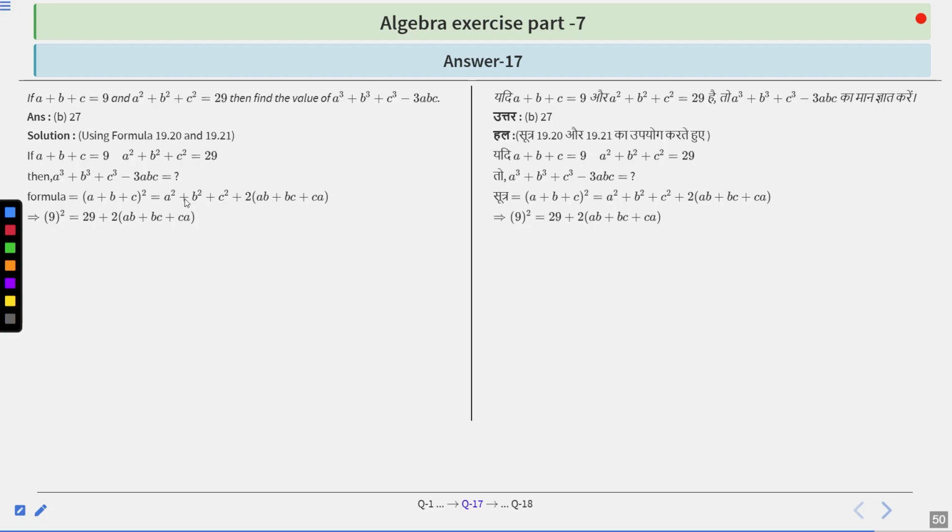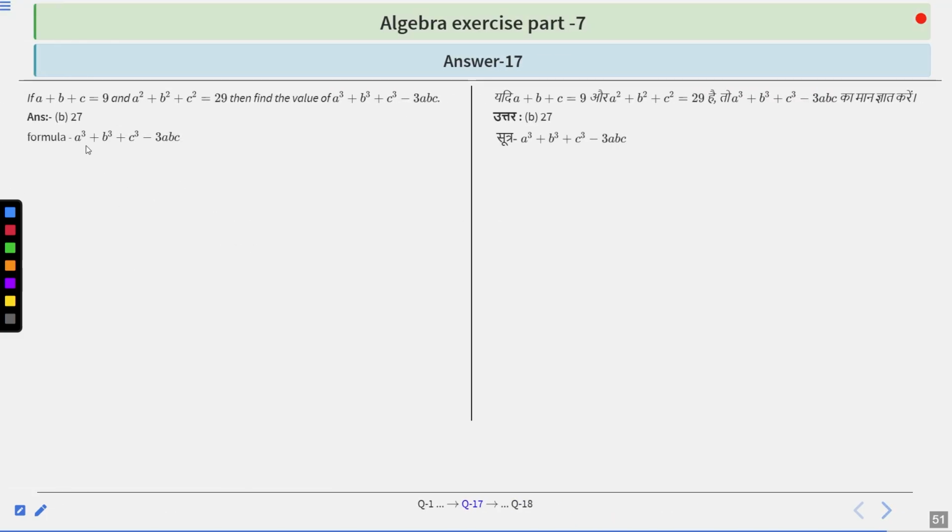So in place of a² + b² + c², we have put 29, plus 2(ab + bc + ca). So 9² is 81. 81 minus 29 is equal to 2(ab + bc + ca). So the value of ab + bc + ca is going to be equal to 26.